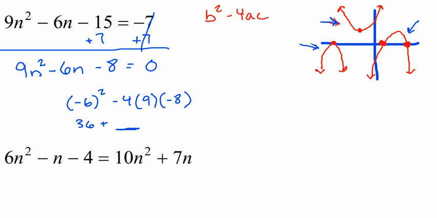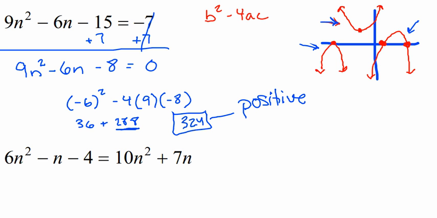A negative times a negative is a positive. So even if I don't know this number, I've got 36 plus a number. This is going to be positive. So 72 is what that is. So 144, 288. So 324 is what that looks like. 324. That's the discriminant. And if I ask you for the value, you need to put that. But recognize this is positive, and that tells us something about the type of solutions we have. It means we have two real solutions.